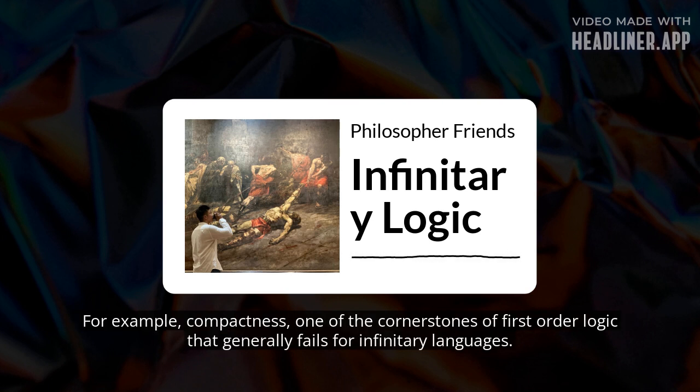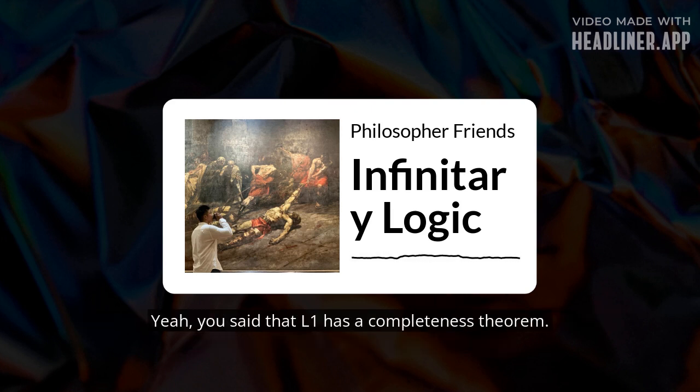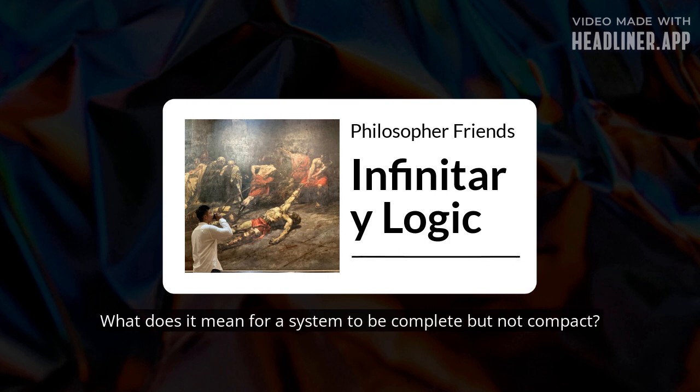Right. One of the cornerstones of first-order logic that generally fails for infinitary languages. Hold on, I'm getting a bit lost here. You said that L∞ω1 has a completeness theorem, but it doesn't have compactness. Can you walk me through how that even works? What does it mean for a system to be complete but not compact?